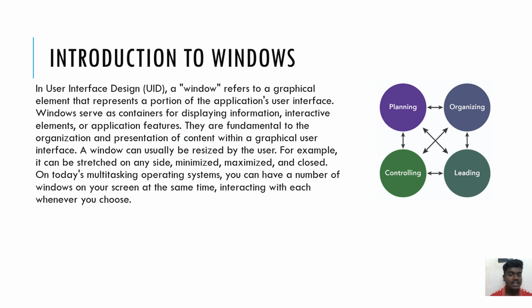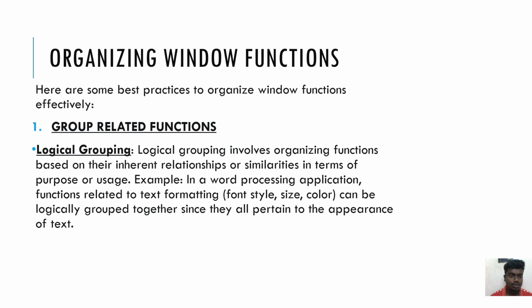On today's multitasking operating systems, you can have any number of windows on your screen at the same time, interacting with each other whenever you choose. Organizing the window function. Here are some best practices to organize window function effectively. Group related function. Logical grouping. Logical grouping involves organizing functions based on their inherent relationship or similarities in terms of purpose or usage. Example, in a word processing application, functions related to text formatting, font size, and color can be logically grouped together since they all pertain to the appearance of the text.